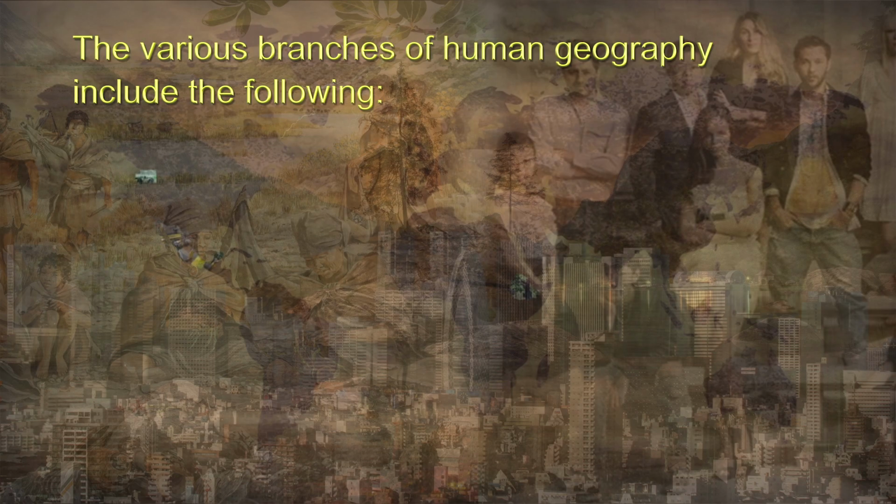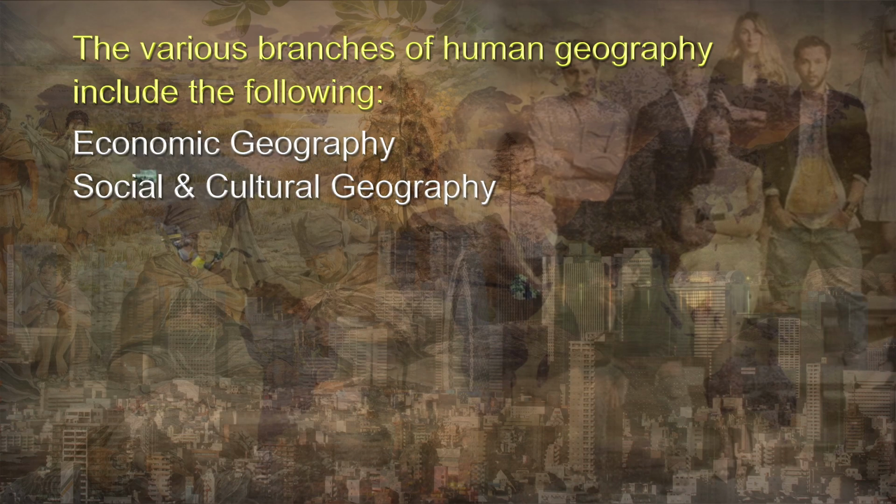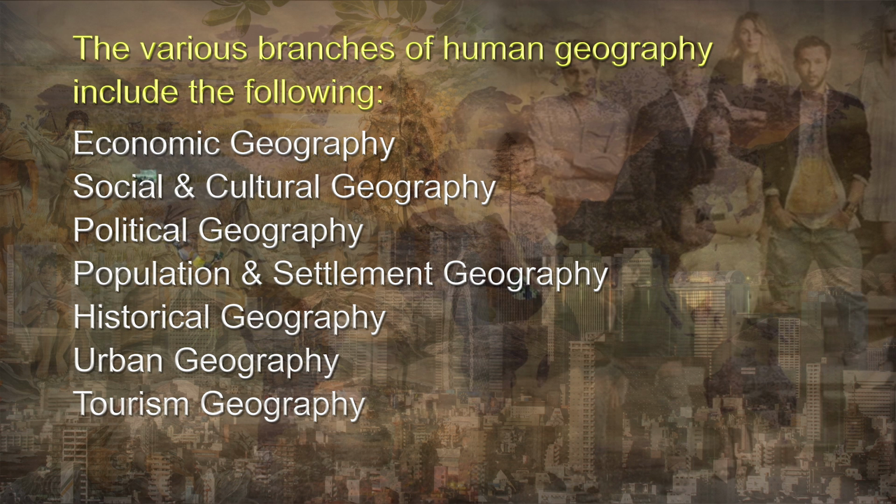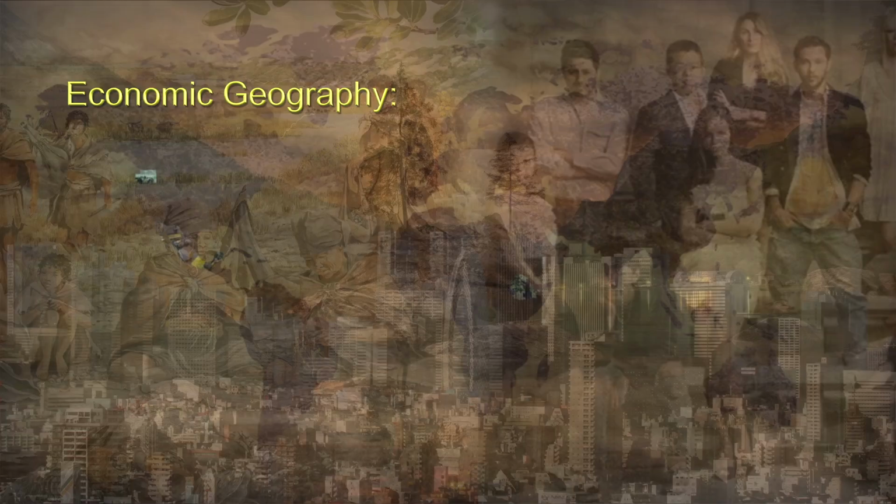The various branches of human geography include the following: economic geography, social and cultural, political, population and settlement, historical, urban, tourism and humanistic geography. Let us now move on to study the main branches of human geography. Now coming to the first one, economic geography.